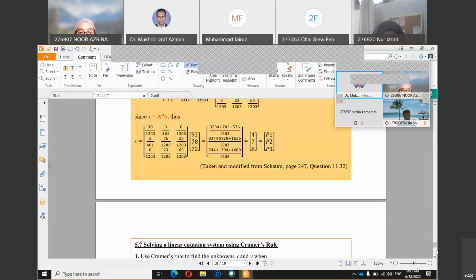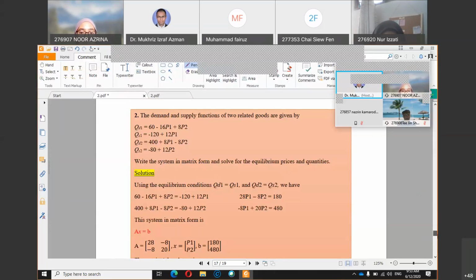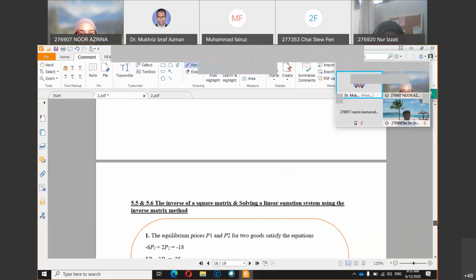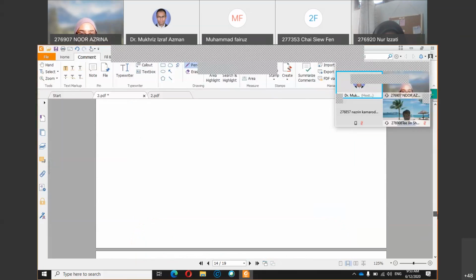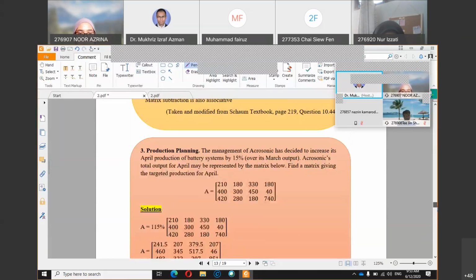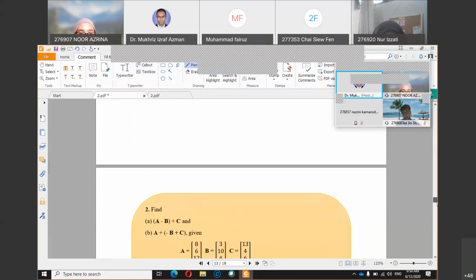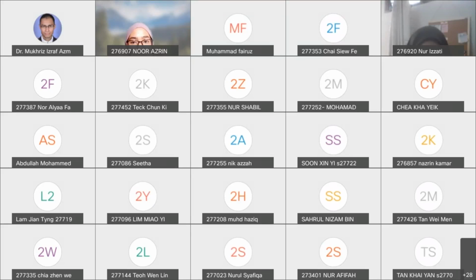For the rest of the groups, we are just going to go through different exercises. Hopefully, by the end of the assignment discussion, your understanding of the concept of matrix, either using inverse or Cramer's rule, will be good.